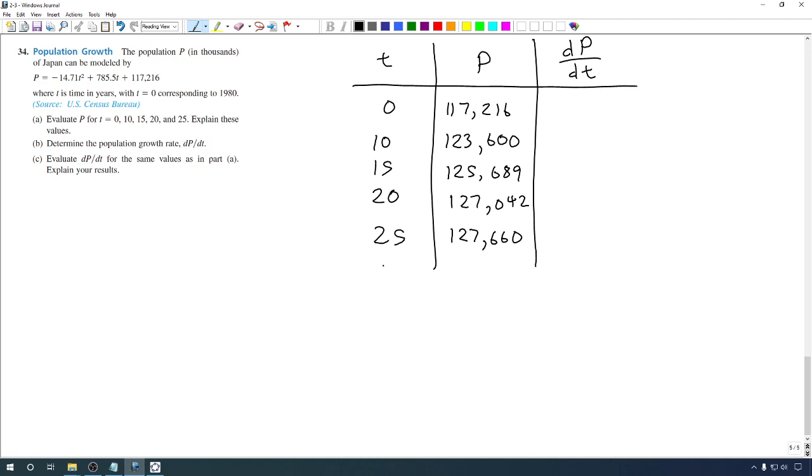When t equals 25, keep in mind that is in 2005. So that's 1980, 1990, 1995, 2000, and 2005. So in 2005, we're talking about a population of 127 million people. Though, I mean, technically here in 2000, we were also talking about that as well. Now we have to actually look at the thousands of people as well.